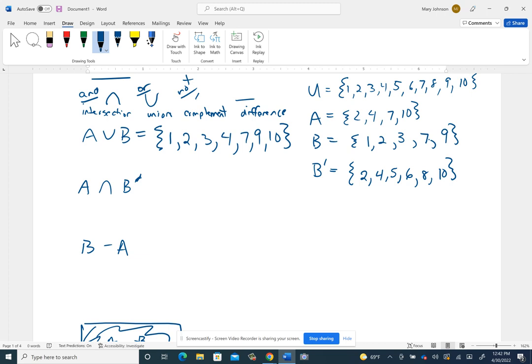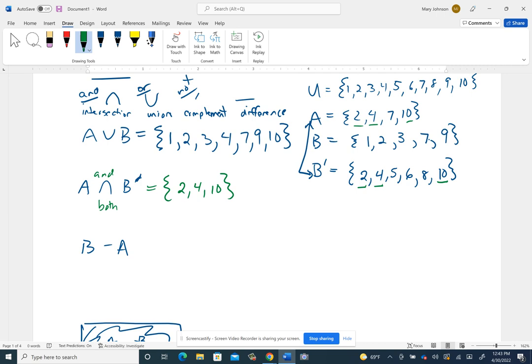And now we want the intersection between set A and the complement of B, those two. So we look for elements in common. This is and. So we got to have things that are in both. Okay, so 2 is in both of them, 4 is in both of them, and 10. Okay. So the answer to that would be the set consisting of 2, 4, and 10, the elements that are in both A and the complement of B at the same time.